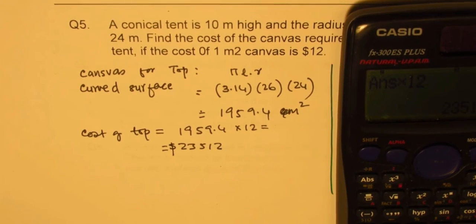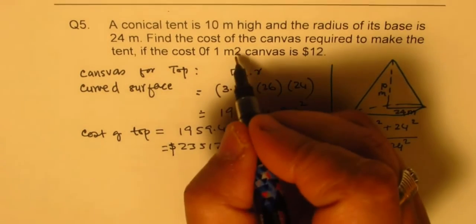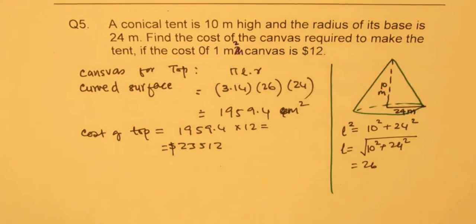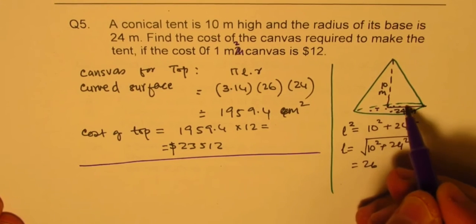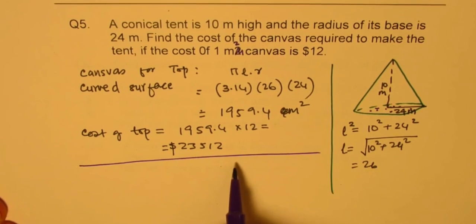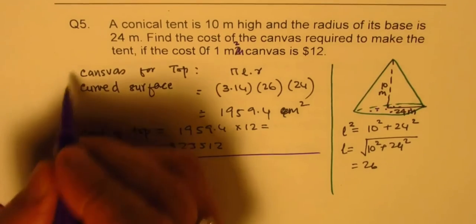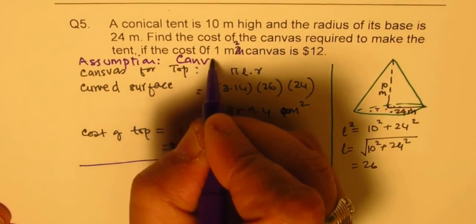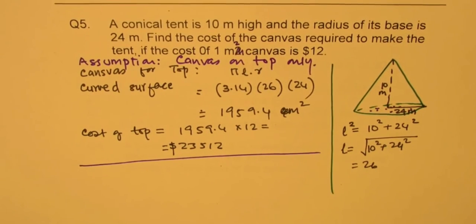So it's $23,512, correct? So that's what you get from the given values, right? This is meter square, right? Let me rewrite this as 1 meter square. Okay, so for the given values, that is what you get, correct? Now, in case we want this also to be included with some canvas, maybe a different canvas, you may have to add that cost, right? So in this conical tent, we are assuming that we are only covering it on the top. So here we have an assumption: canvas on top only. Okay, so that is how we have done this question.